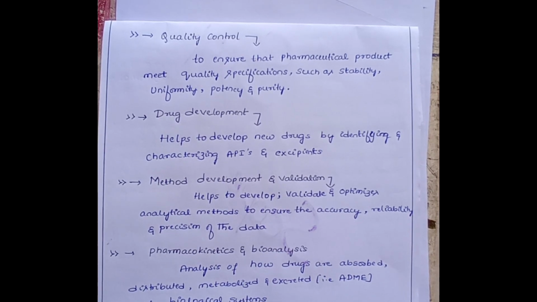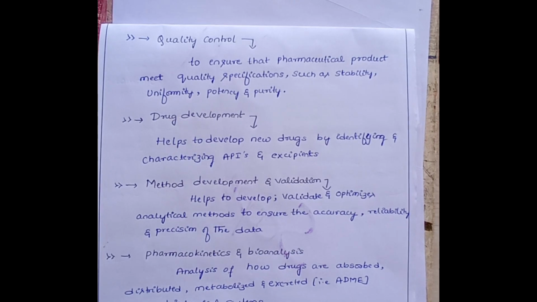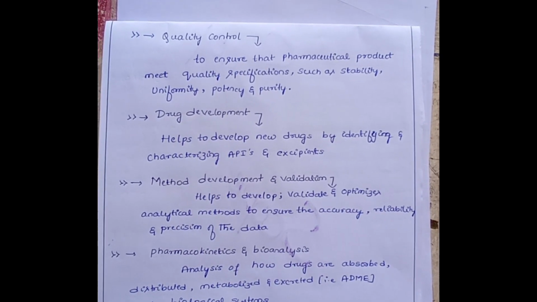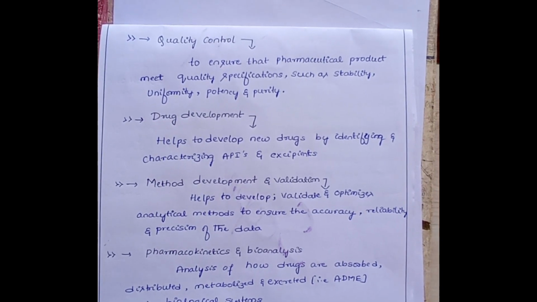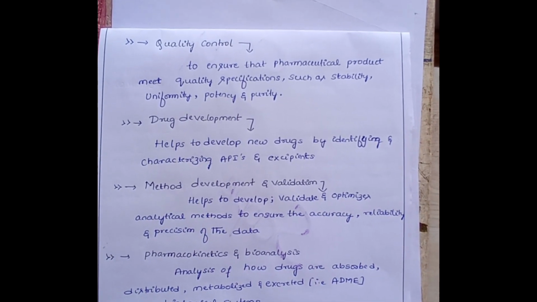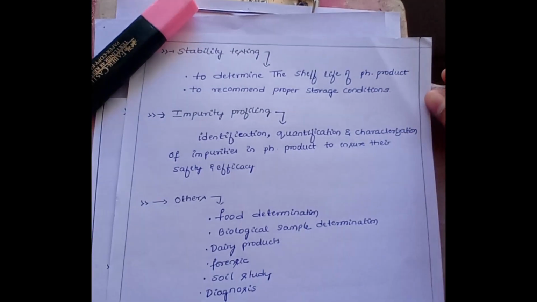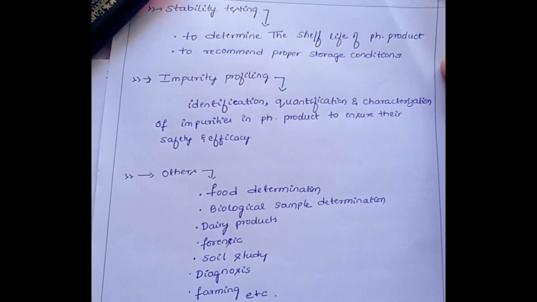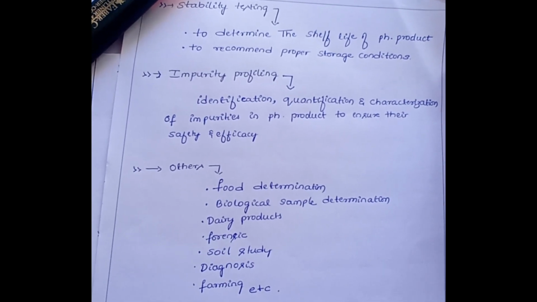Coming to method development and validation, here analysis helps to develop, validate, and optimize analytical methods to ensure the accuracy, reliability, and precision of the data. Coming to pharmacokinetics and bioanalysis, here is the analysis of how drugs are absorbed, distributed, metabolized, and excreted from the biological system. Stability testing. Here the analysis is very important for analyzing the shelf life of the product and to recommend the storage condition for the product.